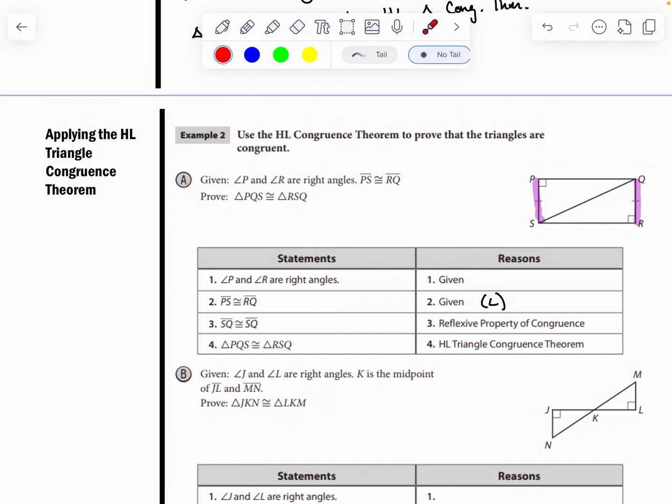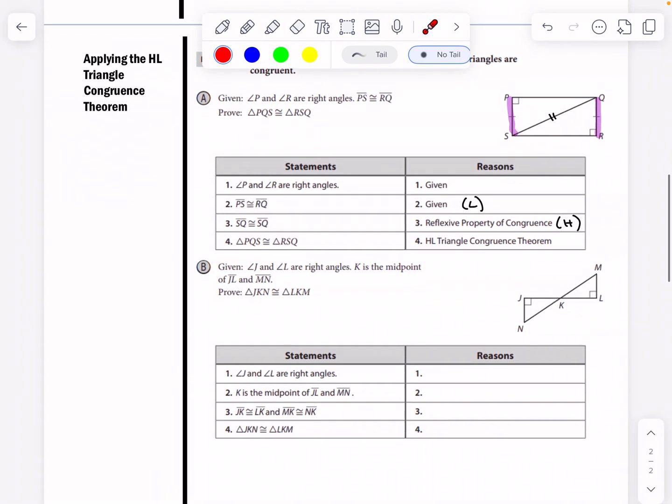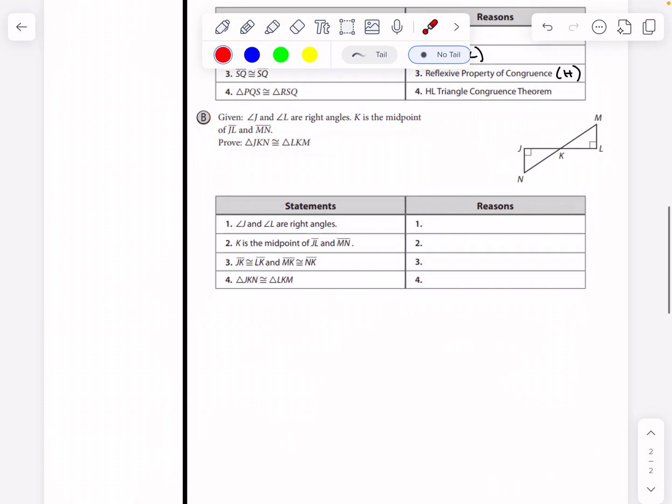We also have now SQ is congruent to SQ, just like the last one. This is the reflexive property where we can think of conjoined triangles there, and that deals with the hypotenuse. And because we have an H, we have an L, we can already identify, yeah, the triangles are congruent because of HL triangle congruence theorem. And that is it. That's got to be the fastest proof we've ever had. And now to round it out, we're like at the 10-minute mark.